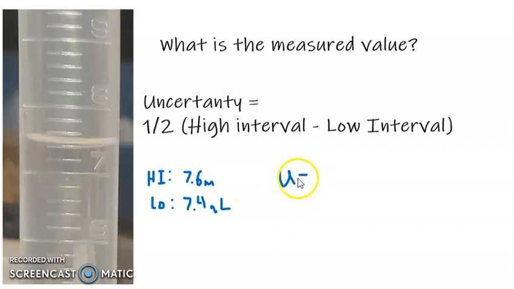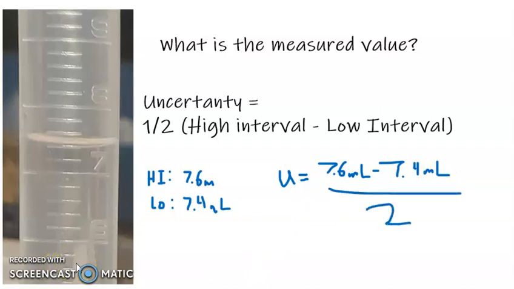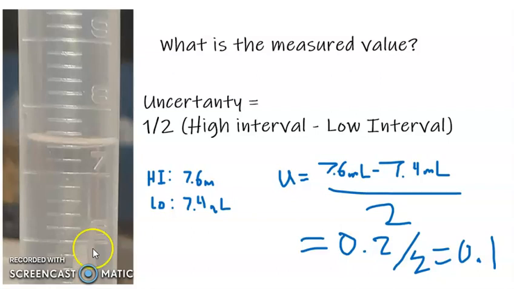So my uncertainty is equal to 7.6 minus 7.4 divided by 2, or 0.2 over 2, which equals 0.1. So the result that I'm going to have is going to be to the nearest 1/10 of a milliliter. This is the uncertain digit. So when we're talking about significant figures, this is the uncertain digit.